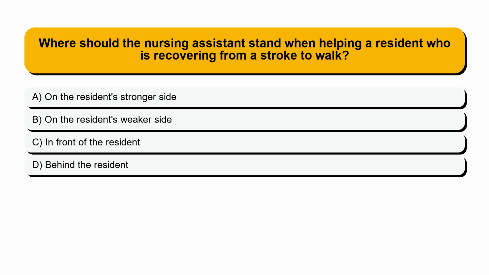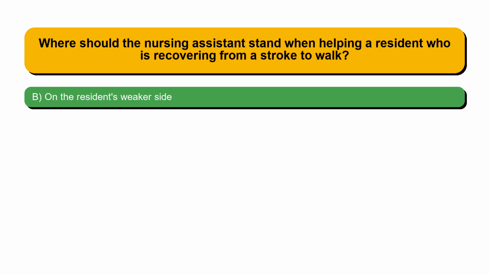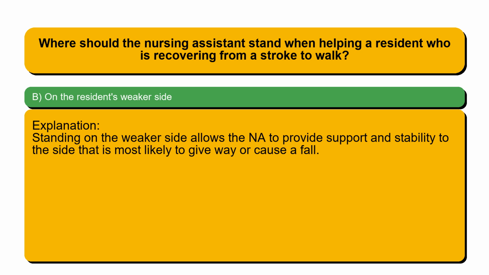Question 37. Where should the nursing assistant stand when helping a resident who is recovering from a stroke to walk? Option A. On the resident's stronger side. Option B. On the resident's weaker side. Option C. In front of the resident. Option D. Behind the resident. The correct answer is option B. On the resident's weaker side. Standing on the weaker side allows the NA to provide support and stability to the side that is most likely to give way or cause a fall.